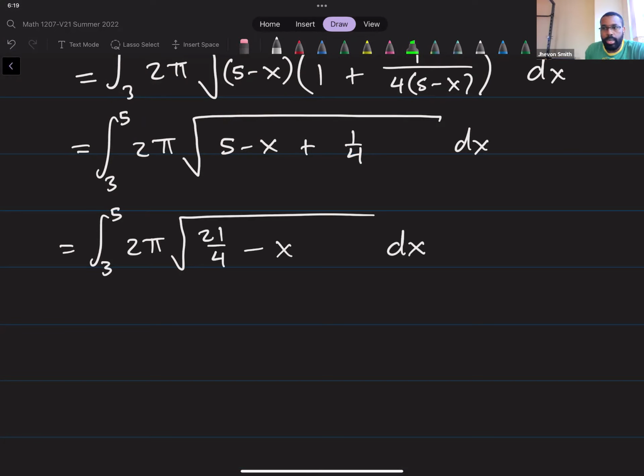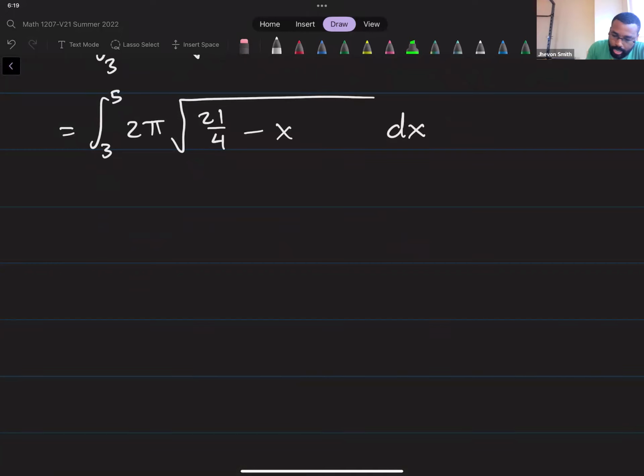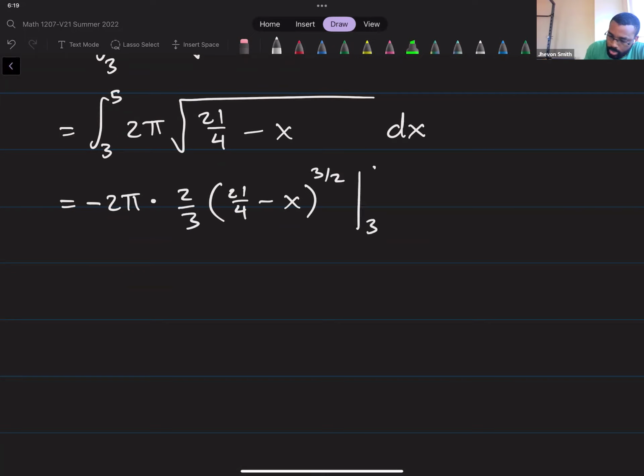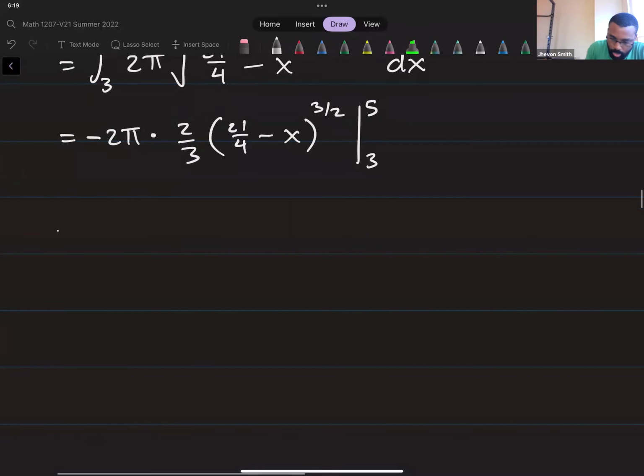And now what I can do is just integrate that. Obviously, there'd be a substitution here. U equals 21 over 4 minus x. The du is going to be minus dx, all that. So we know that this is going to be 2 pi times 21 over 4 minus x, times a negative from the negative du. And we're adding 1 to the power, 3/2, dividing by the new power, 2/3. We're going to do that, and we apply the fundamental theorem of calculus. So this would be 4 pi over 3.